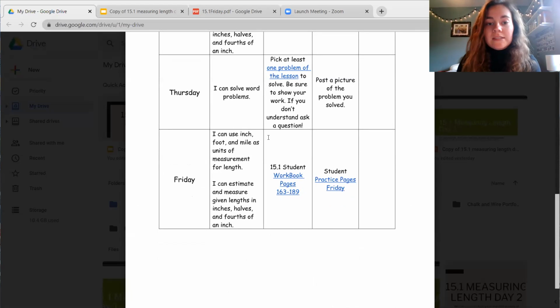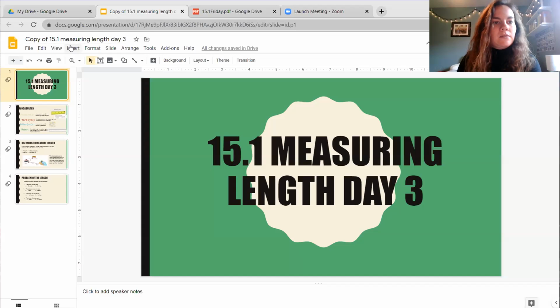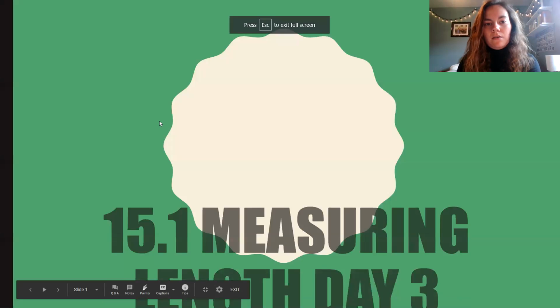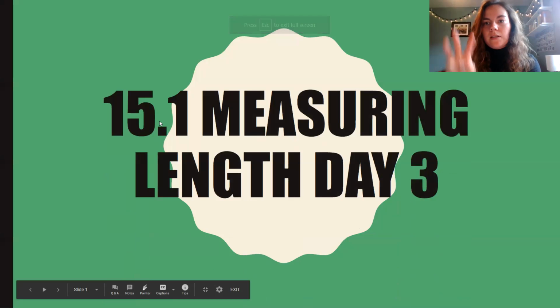And our goal is the same that it's been for Monday and Wednesday. I can use inch, foot, and mile as units of measurement for length. I can estimate and measure given lengths in inches, halves, and fourths of an inch. And today we're going to be focusing on miles, and we'll do a little bit more with yard and feet too. So I'm going to take us over here for a quick slide. Measuring length, day 3.